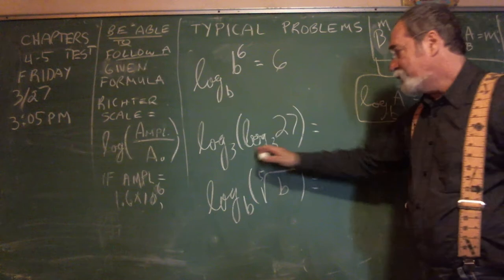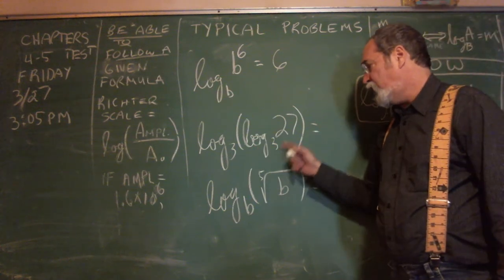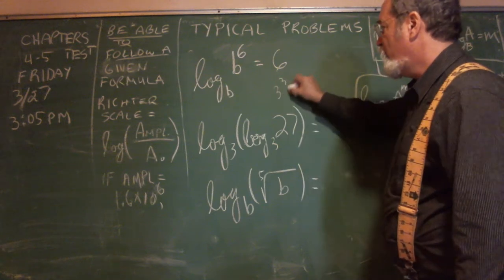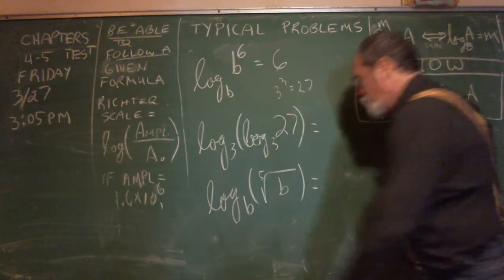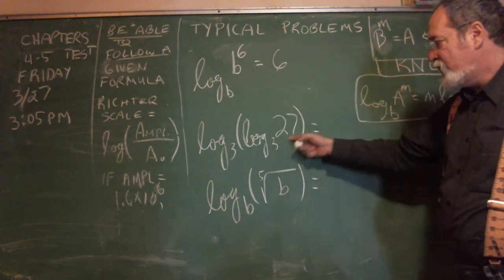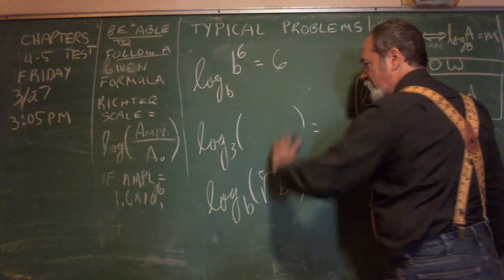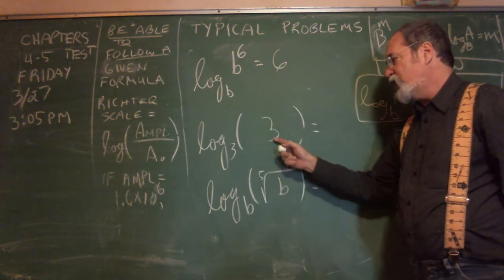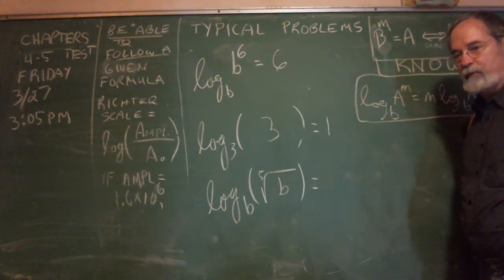Now this one is not so hard when you look at it the way we just said. What power would you put on 3 to get 27? You would put 3. 3 to the third is 27, because that's 3 times 3, which is 9, times 3 is 27. So 3 to the third is 27. So the power I would put on 3 to get 27 is 3. So this entire thing here is worth a 3. Now, what power would you put on 3 to get 3? I would put a 1 on 3 to get 3. So that answer is just a 1.